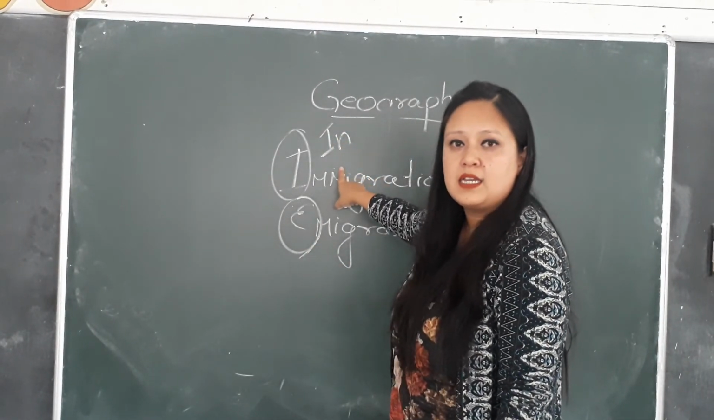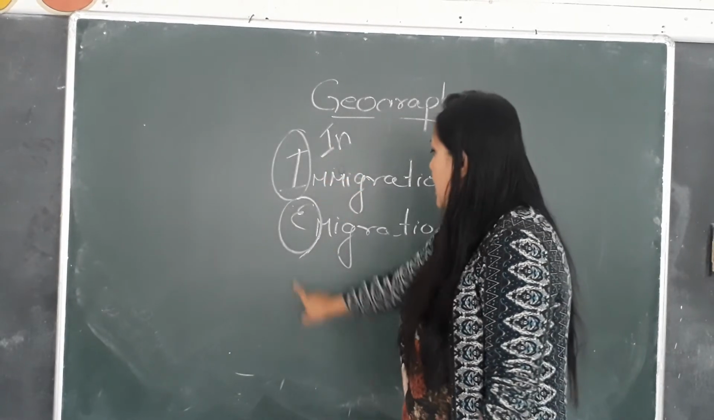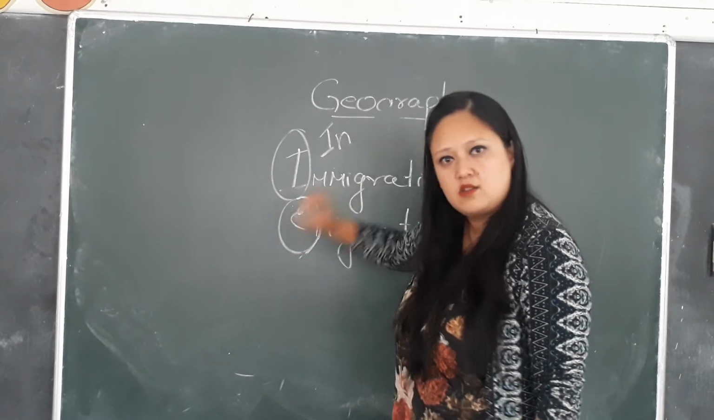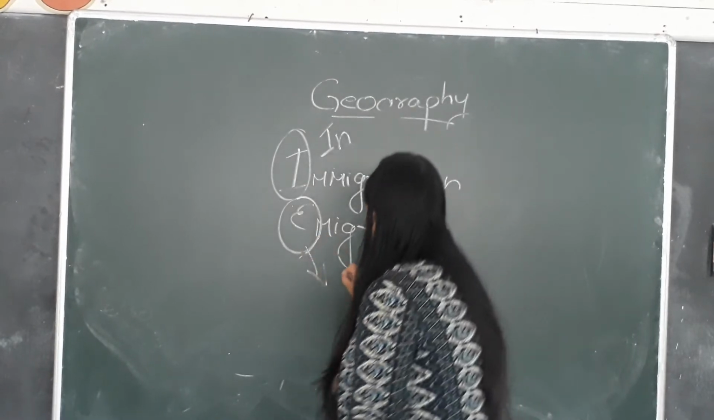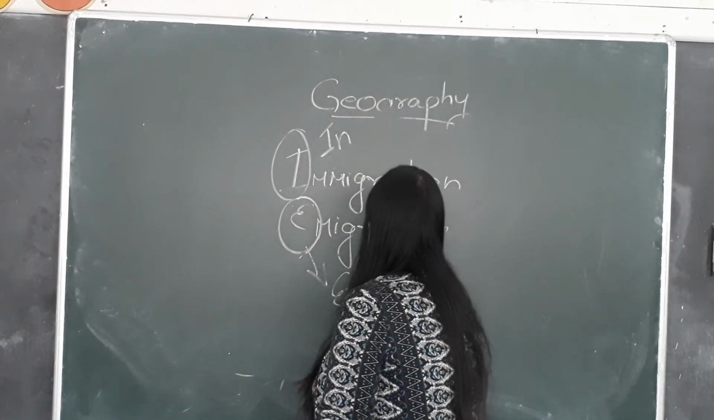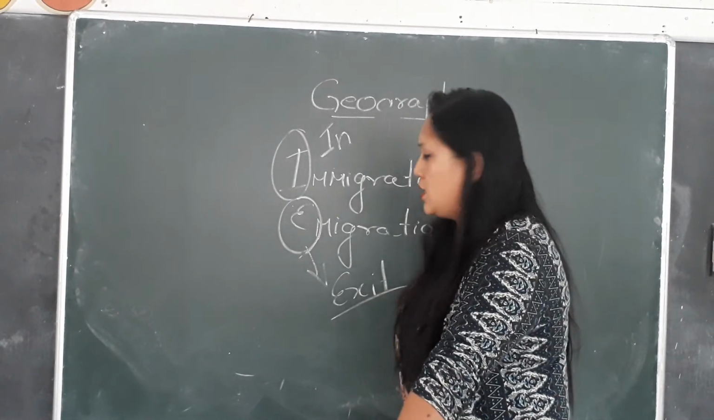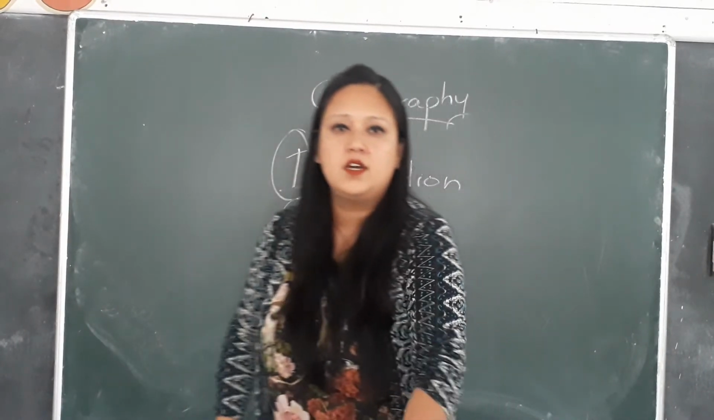So in means you are going inside a country. That means you are migrating inside a country. And when you look at E, what is E? E is for exit. Alright, so you must be remembering the example I've given you. So E for exit. Exit means to go out or to move out. So here the second point is emigration. Emigration means exiting or going out of the country.